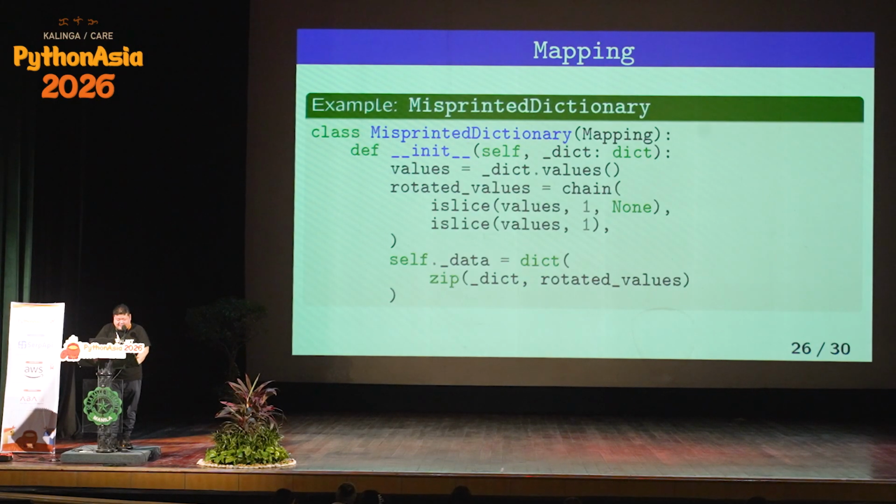Next is the misprinted dictionary. It inherits from the mapping classes. In __iter__, it takes a normal dictionary, then it rotates the values by one position, shifting each value to the next key. The keys are the same, but the values have moved one position forward, like a misprinted book where the pages are in the wrong order.